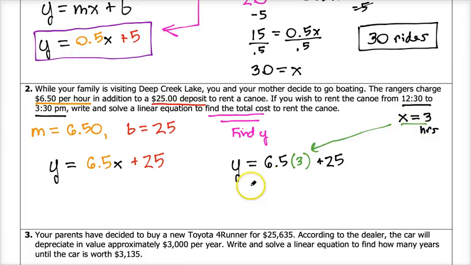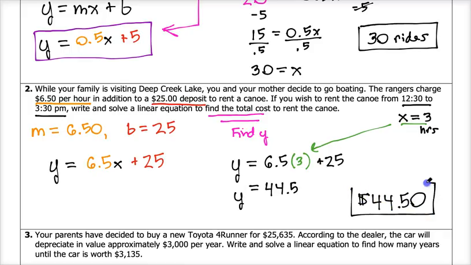So if we do 6.5 times 3 plus 25, we end up getting 44.5. So that tells us that to rent the canoe for 3 hours, in addition to the $25 we originally paid for it, the $6.50 per hour, our total is going to come to $44.50.